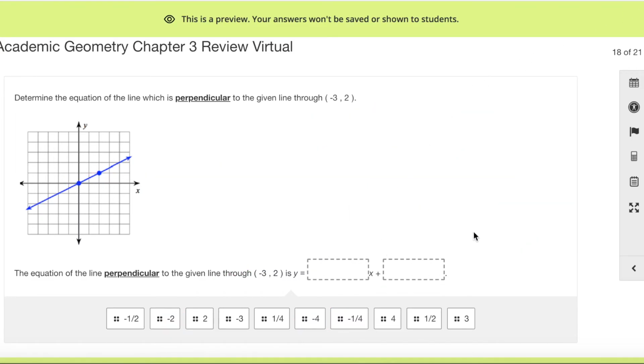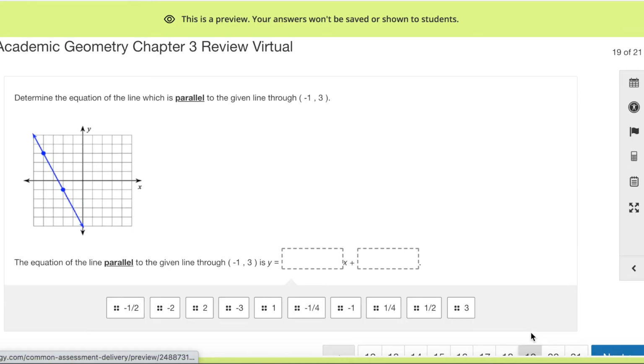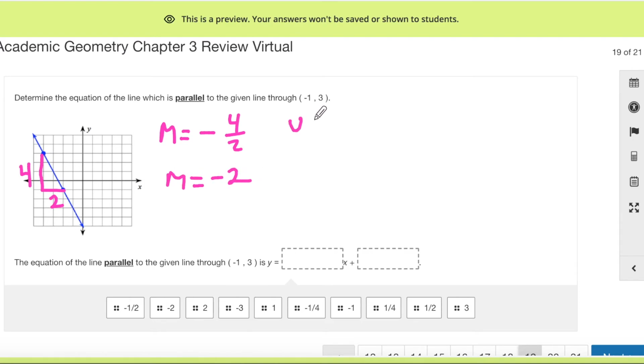So let's try another problem that is similar to that one. Do the same thing. We know right off the bat that this is a negative slope based on the direction that the line is going. We do rise over run between the 2 points, 4, 2. So that slope is -2. So I want to use the same slope of -2 because this is parallel. So I'm going to go back and plug it into my point slope form.